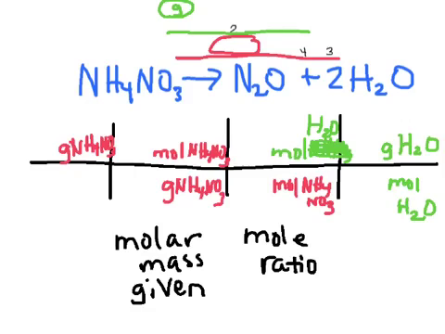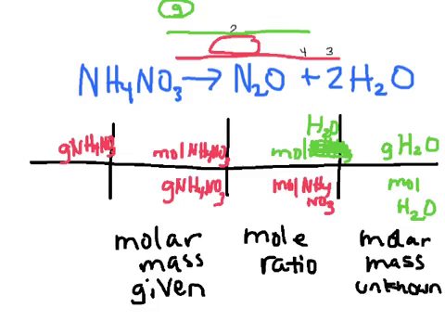So there we get, again, our molar mass of our unknown, what we need to find, right? That's what unknown means, what we need to find. So we've got our molar mass for water. All right, so once we have our units, then we can plug in our numbers.